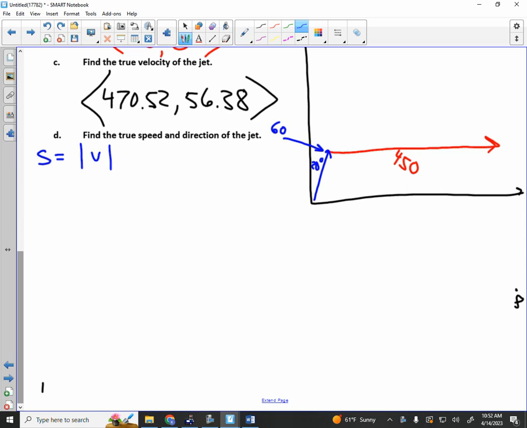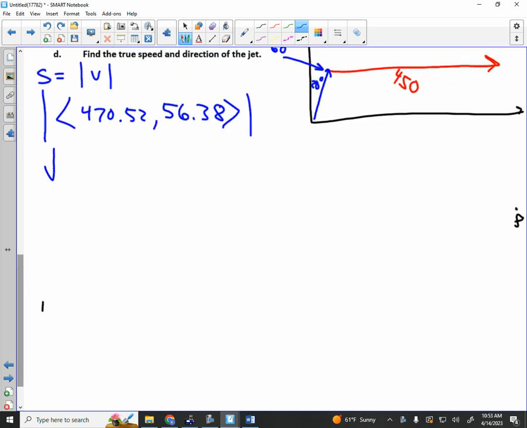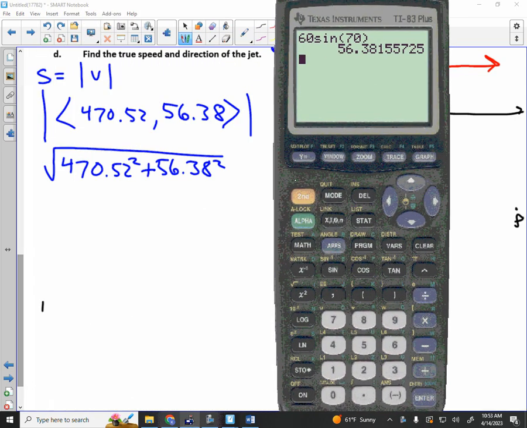Have we seen that symbol come up in our work over the past couple weeks? So what do we do to find the absolute value of 470.52, 56.38? What do we do to determine that? Do you remember? Square root of a squared plus b squared, right? That means the magnitude of that vector. So that's what we're going to do. We have the square root of 470.52 squared plus 56.38 squared. I will compute that, and that will give me that true speed.